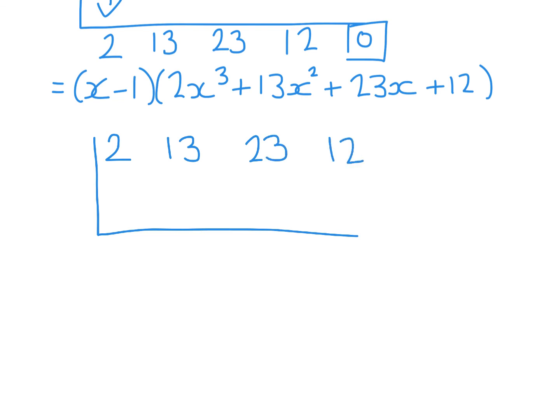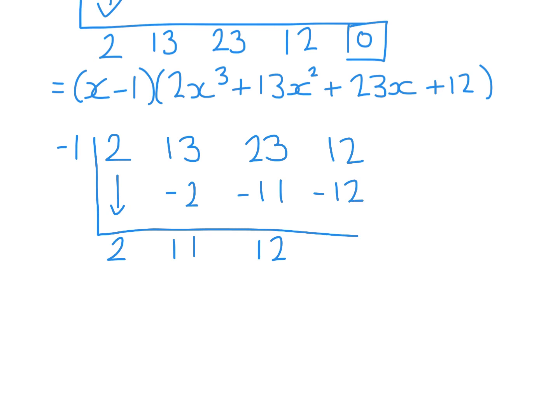Right, they definitely don't add up to 0, so I can't use my trick. So I know that 1 doesn't work this time. What about trying negative 1? So I'm going to try negative 1. Bring down the 2. 2 times negative 1 is negative 2. 13 take away 2 is 11. Make that negative. 23 take away 11 is 12. 12 times minus 1 is negative 12.